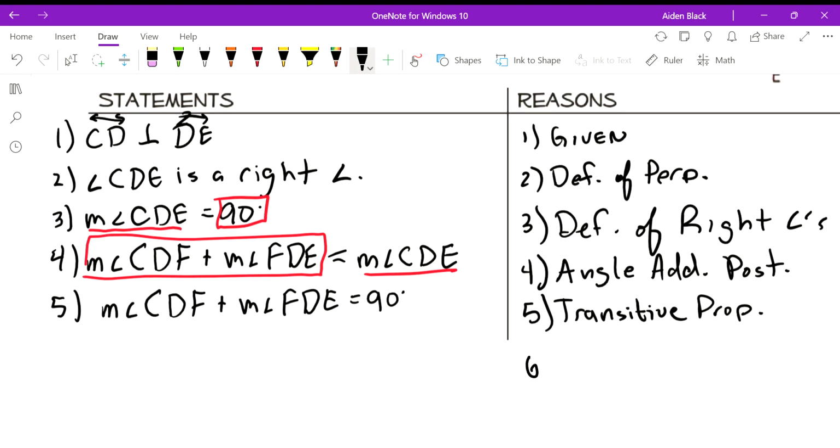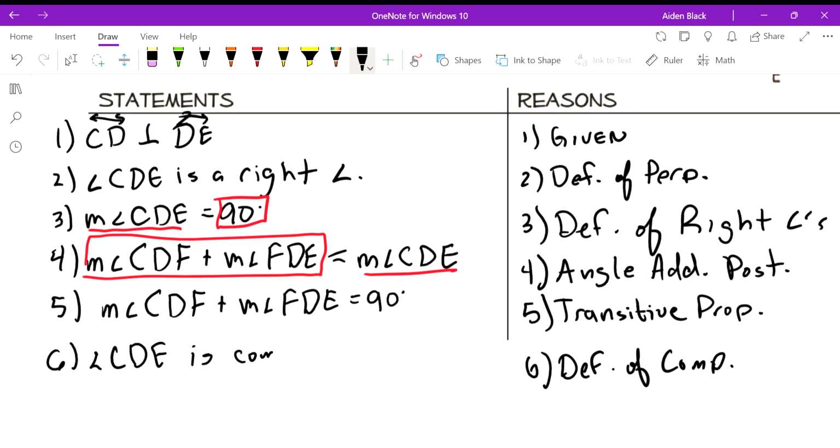Okay, now actually by definition of complementary, we can say that angle CDE is complementary to angle FDE. And we've finished our proof.